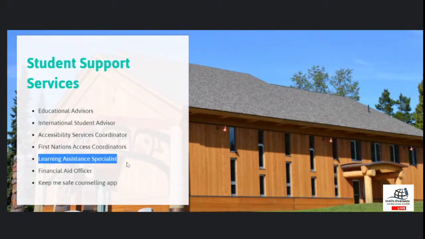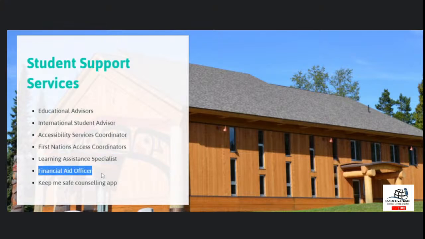Learning assistants are there to support students who lack in their studies, putting extra support and effort towards them. Financial aid officers, right now we are not giving any kind of scholarships to students before entering the campus, but students who are bright and very good in their academics are entitled to scholarships. As this is a publicly funded institution, disbursal of scholarships is very easy.